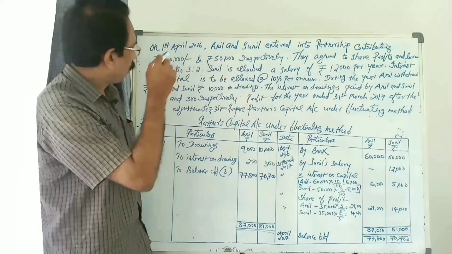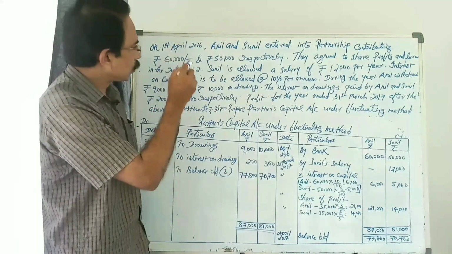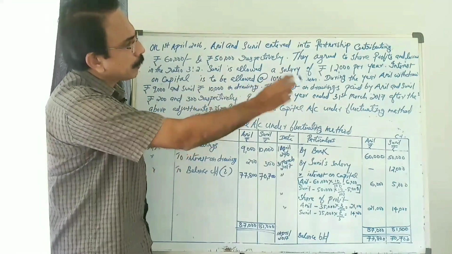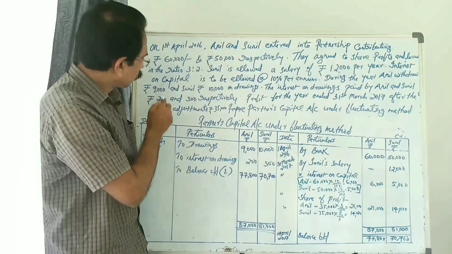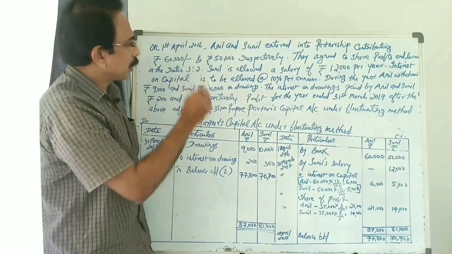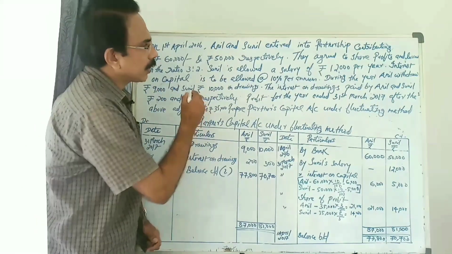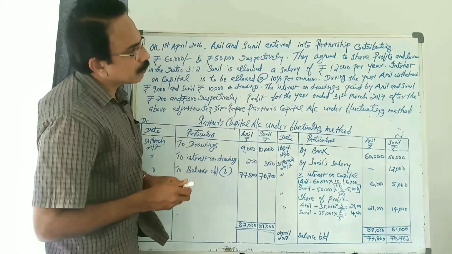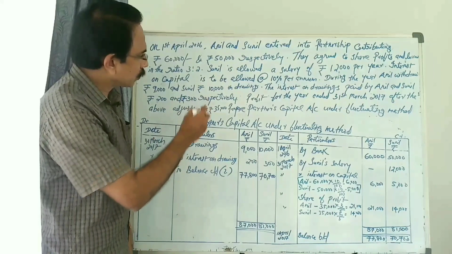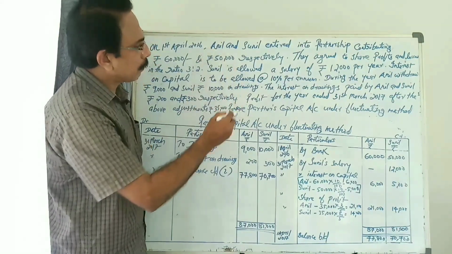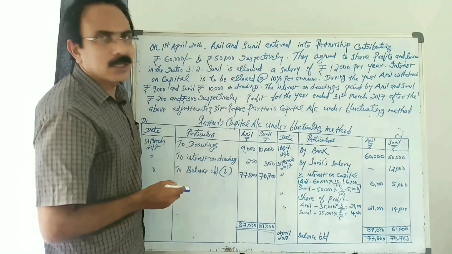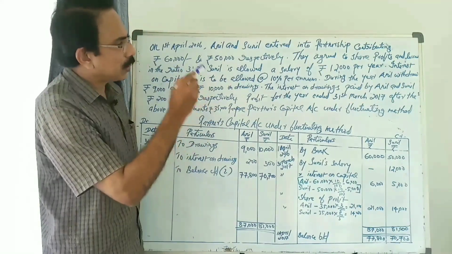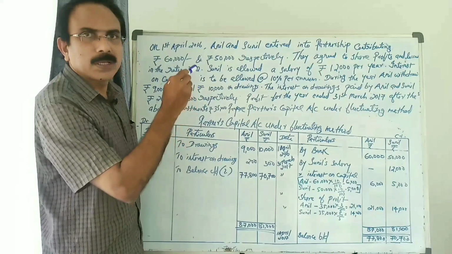During the year, Anil withdrew rupees 9,000 and Sunil rupees 10,000 on drawings. The interest on drawings paid by Anil and Sunil rupees 200 and rupees 300 respectively. Profit for the year ended 31st March 2017 after the above adjustments rupees 35,000. Prepare partners capital account under fluctuating method. That is, partners capital account under fluctuating method should be prepared.